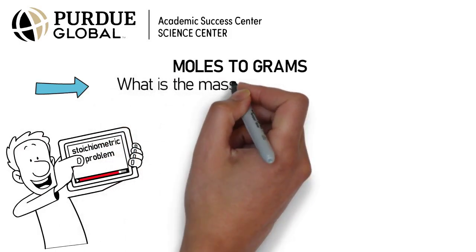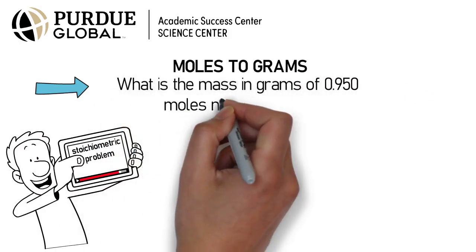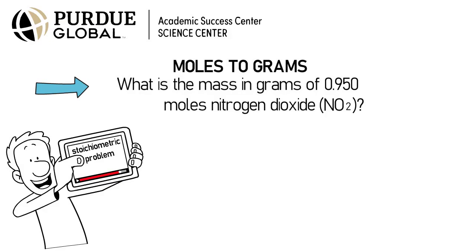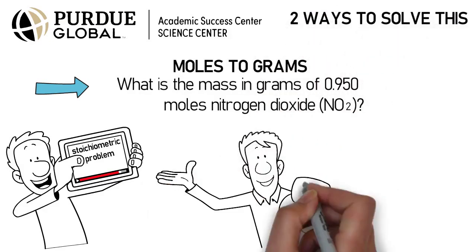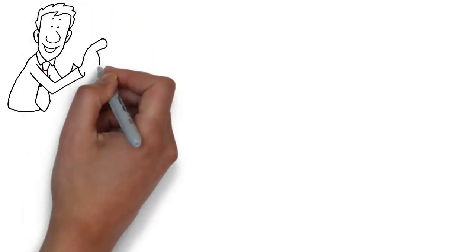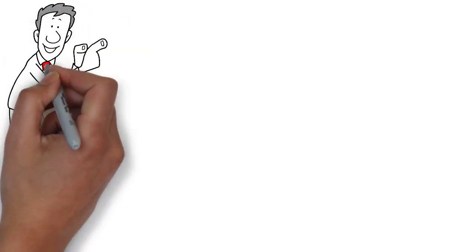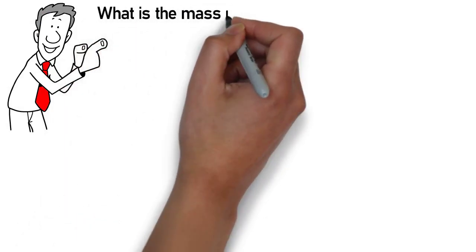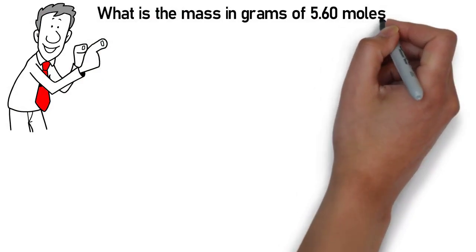What is the mass in grams of 0.950 moles of nitrogen dioxide? There are two ways to solve this, and this video will show you both ways. Let's start our look into moles to grams with a less complex problem than the one seen previously. Our first problem to solve is, what is the mass in grams of 5.60 moles of sodium?